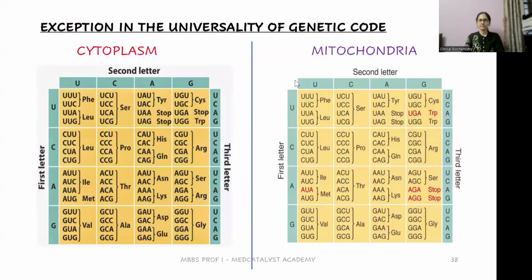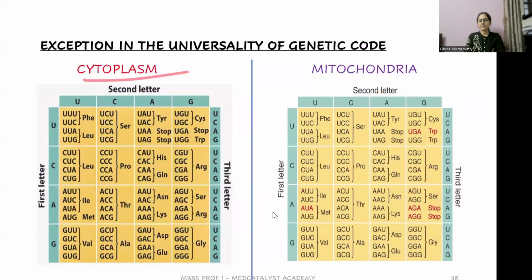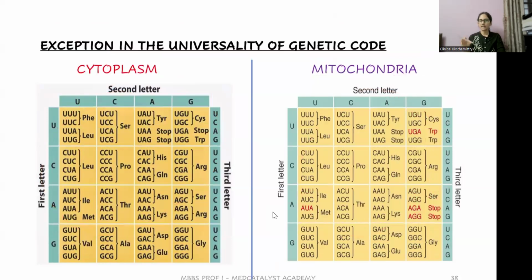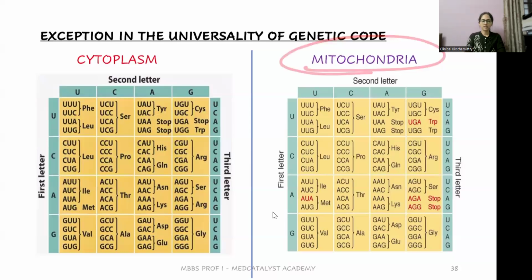Spot the difference here. If you can spot the difference, just leave it in the chat box. So this is the cytoplasm genetic code table. This is the mitochondria genetic code table. So inside the mitochondria also there is the machinery for protein synthesis. How these codons are being read in mitochondria is a little bit different, and in the cytoplasm it is the universal one. So the exception is found in mitochondria. Can you spot the difference here? You can just leave it in the chat box. First is stop codons.